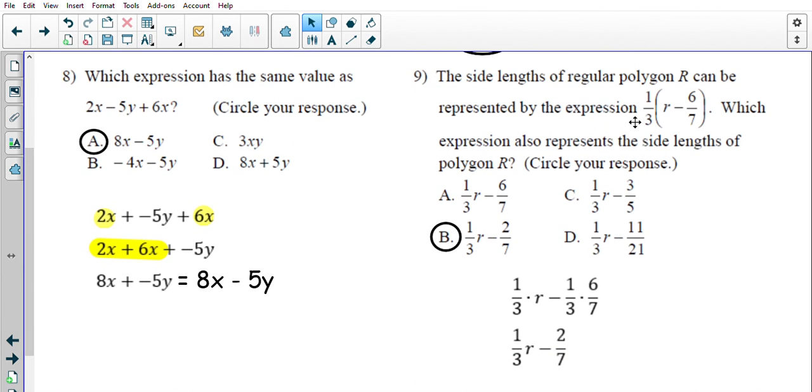So take 1/3 times R minus 1/3 times 6/7. 1/3 times R is 1/3 R, and we can see each of these choices has that, but we need to multiply 1/3 by 6/7. If you plug it into your calculator, it's probably going to give you 2/7 right off the bat. You can also do 1 times 6 to get 6, 3 times 7 to get 21, and 6/21 also reduces to 2/7. The only answer choice that matches that is choice B.